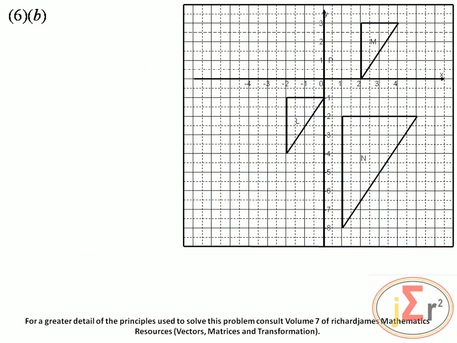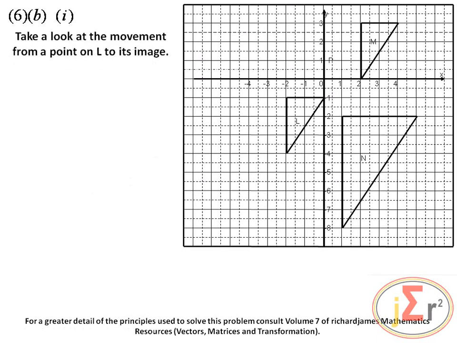We have three triangles, L, M, and N. L is mapped onto M by a translation. State in the form of a column vector, xy, the vector which represents the translation. That is what we are going to do. We have this translated to this one, so we need to determine the vector of translation.